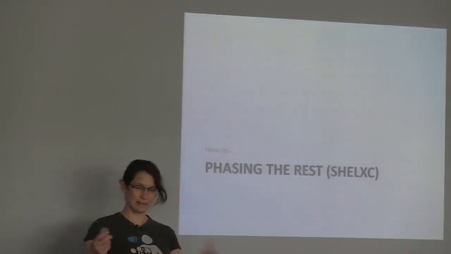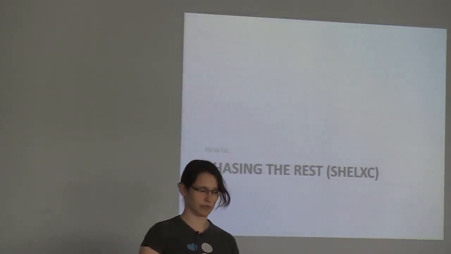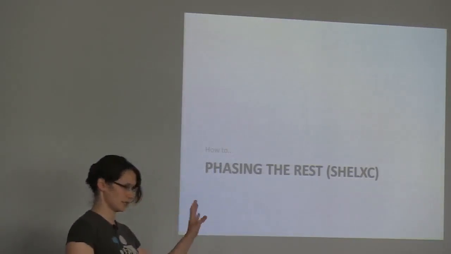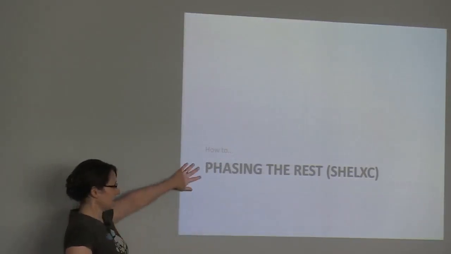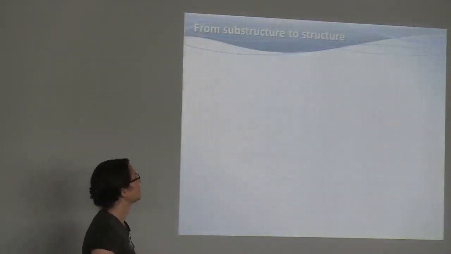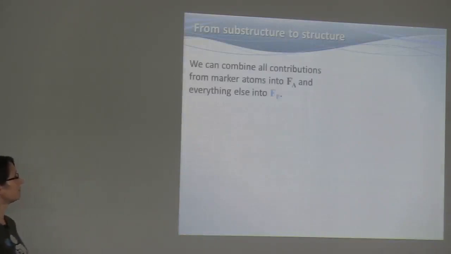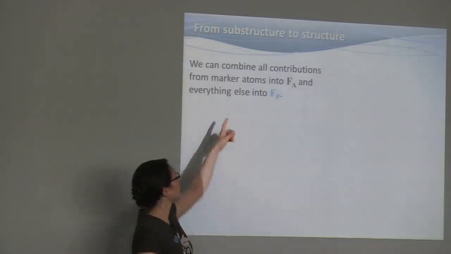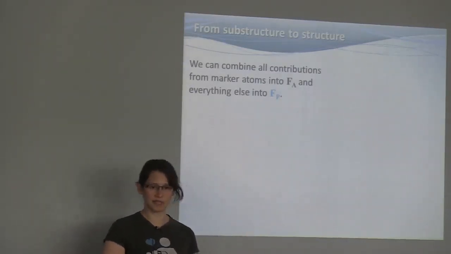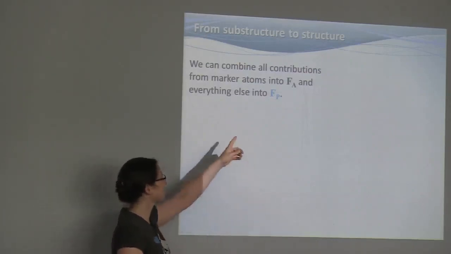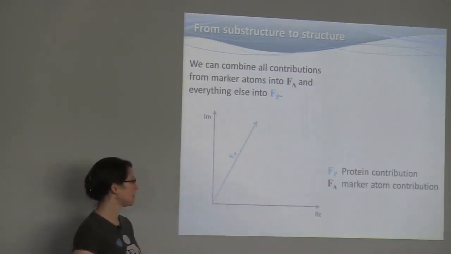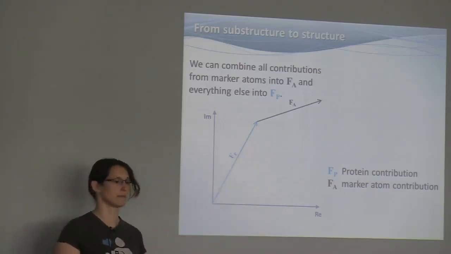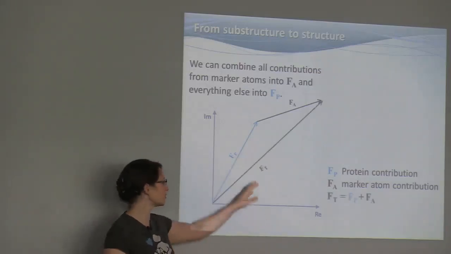Now, imagine we have found the substructure with dual space direct methods. We know the positions of the atoms of the substructure, at least to a certain degree of certainty. We want to phase the rest using SHELXE. So we can combine all the contributions from the marker atoms and all the atoms that were not marker atoms, calling them FA and FP respectively. That would look like this: we have all the contributions from the protein and all the contributions from the anomalous scattering, and we add them up, and we end with the total structure factor.